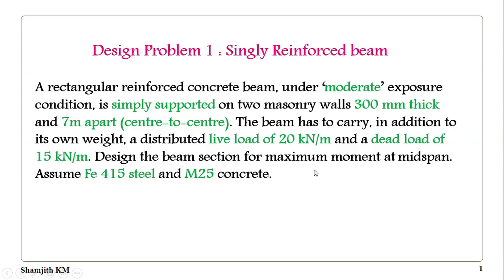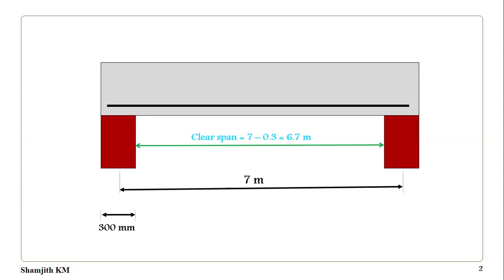Design the beam section for maximum moment at midspan. Assume Fe415 steel and M25 concrete. Firstly, we have given the center to center distance between the supports and the width of support is given as 300 mm. From this data, we can compute the clear span as 7 meter minus 0.15 meter from here and 0.15 meter from here, or in effect it is 7 minus 0.3, that is 6.7 meter.